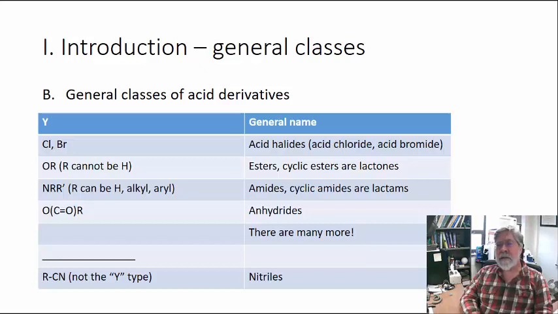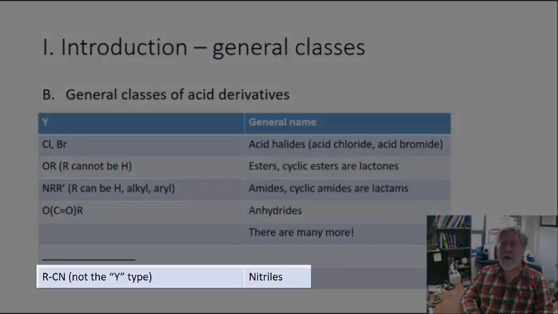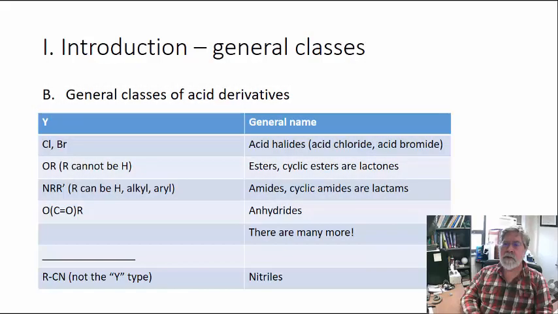And then lastly, I'll mention the nitriles. In the case of the nitriles, the Y group is not a typical Y group. Notice that it is C triple bond N, although the triple bond is implied. Again, some things aren't so easy to write with a keyboard.